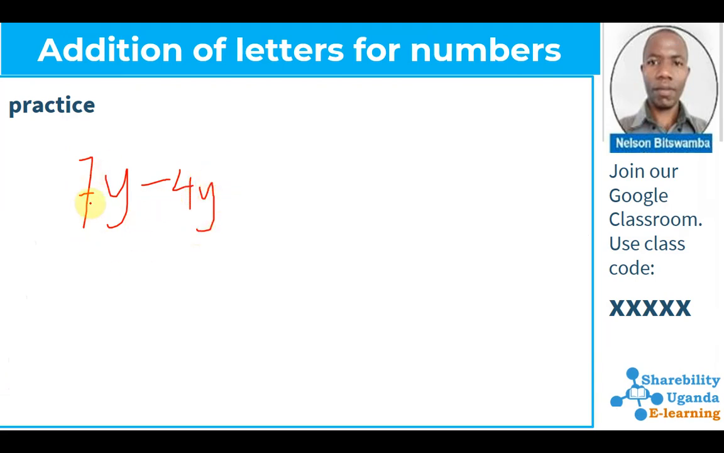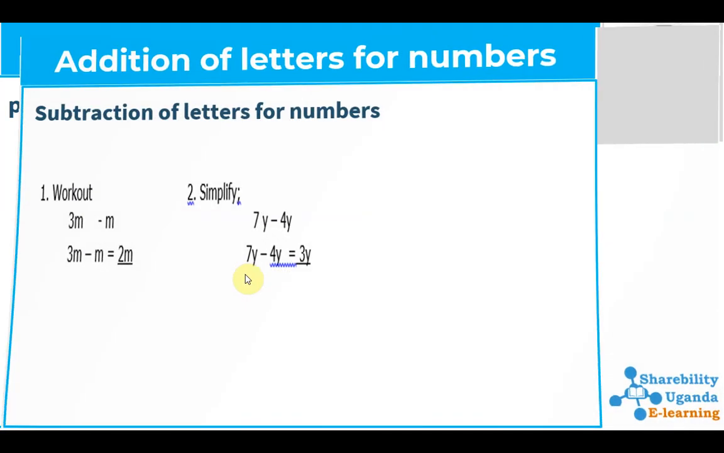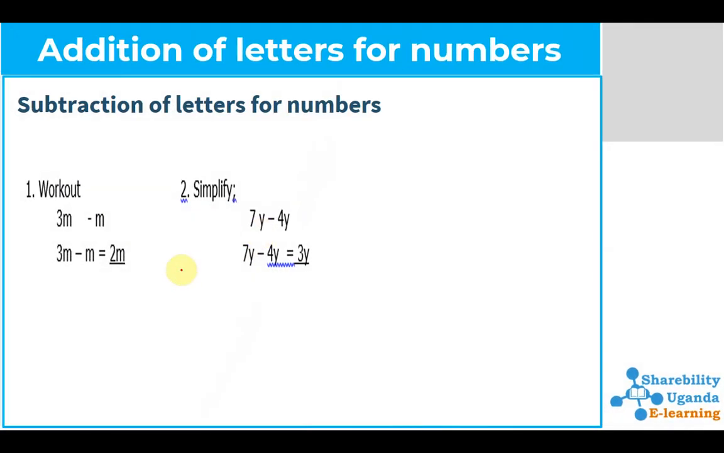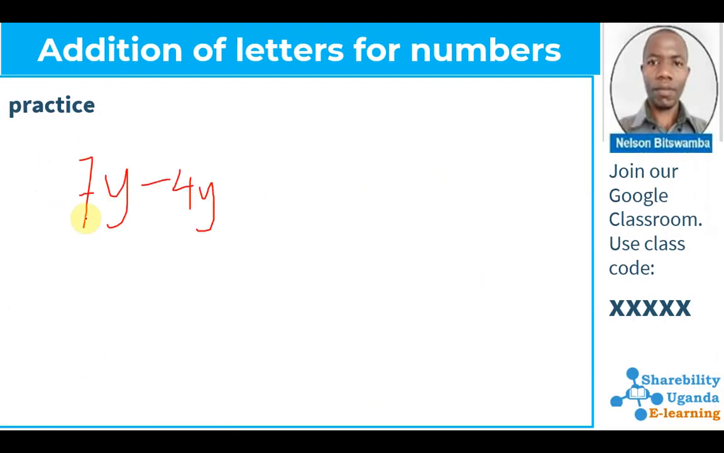Okay, the fact that all of them are y's, we shall just carry out our subtraction, because they are saying 7y minus 4y. We have this y and this y, all of them are y's. But if this was totally different, like z, then we would use another method. So 7y minus 4y, we shall get our answer as 3y.